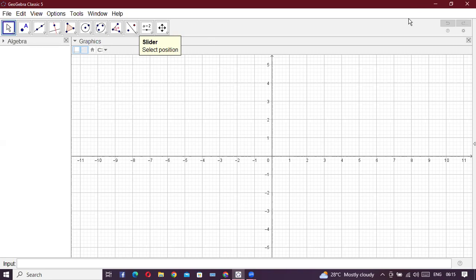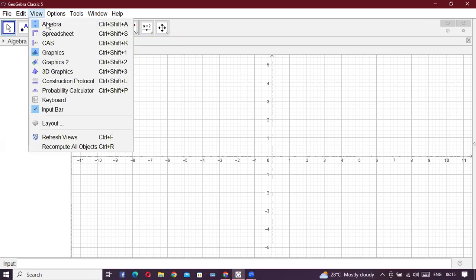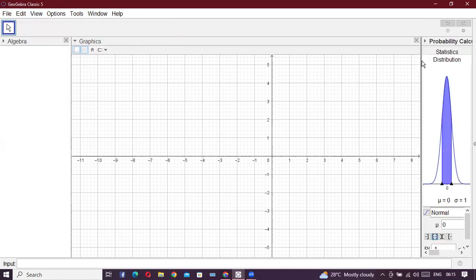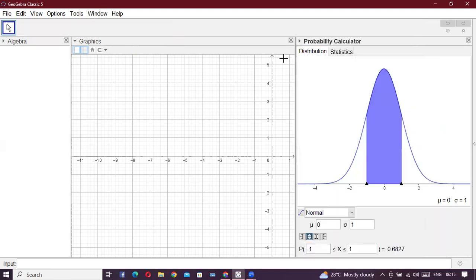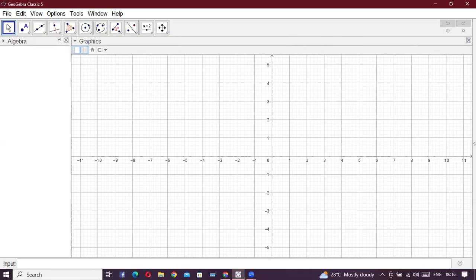Now, to begin with, we have to open the statistics interface, which is known here as the probability calculator in GeoGebra. You can do that by coming to View and then selecting Probability Calculator. After a while, it will open on the right side of your interface. If you don't want the graphics view, you can close the graphics view and then the algebra view, and enlarge the probability calculator so that you have a full view. You can start working with it. That's one way to open your probability calculator.